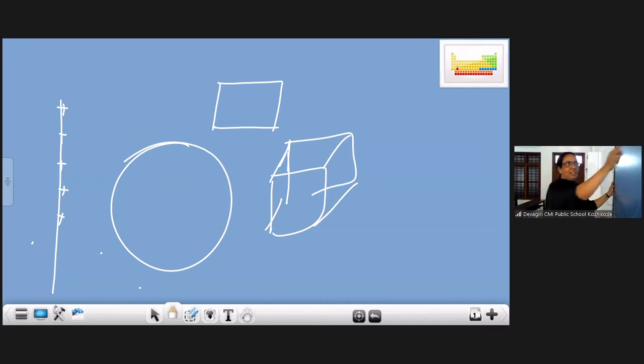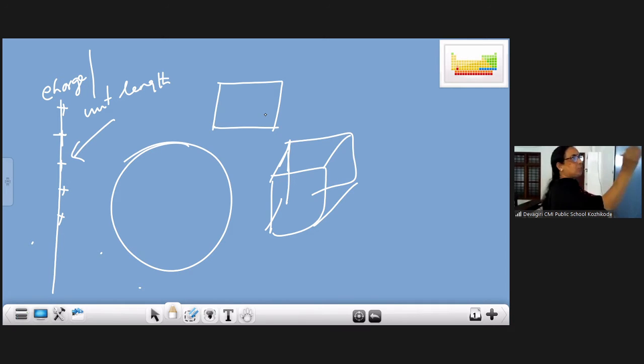Now, if I take a thin sheet, I have to consider its length and breadth. It has no thickness, but it has a certain area. When I give charge to it, I ask what charge I have given per unit area. So this is charge per unit area, and this is charge per unit length. And if this is a sphere or a cube, I can't neglect any of its dimensions. It has its own volume. Everything is finite. So I say charge per unit volume.